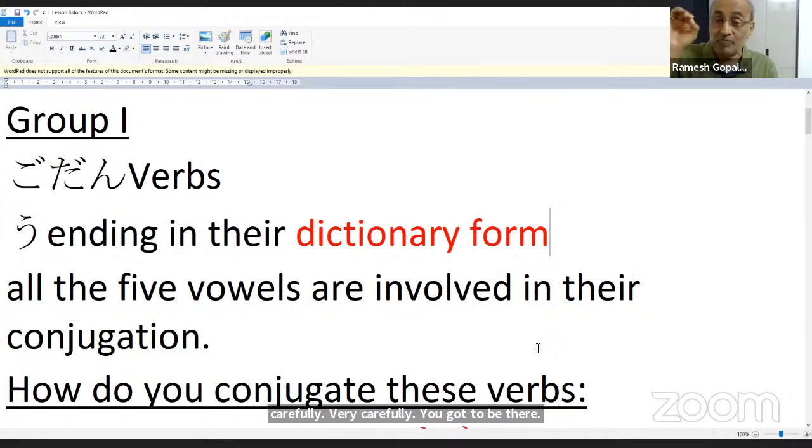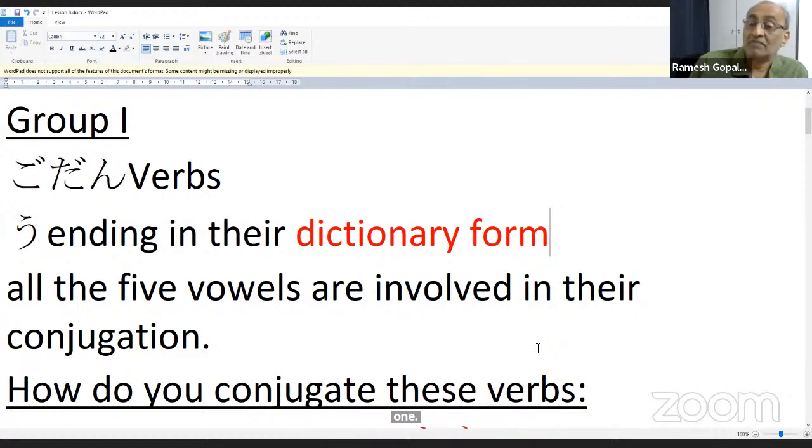Godan verbs, that is the group 1 verbs. How do you identify them? These verbs take a form called the dictionary form. In their dictionary form, you will see them end in all these U sounds: u, ku, su, tsu, nu, all these sounds. They end in the U sounds. If you see a dictionary and you see verbs ending in U sounds, they are group 1 verbs.